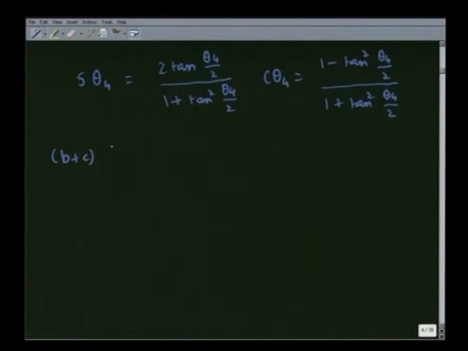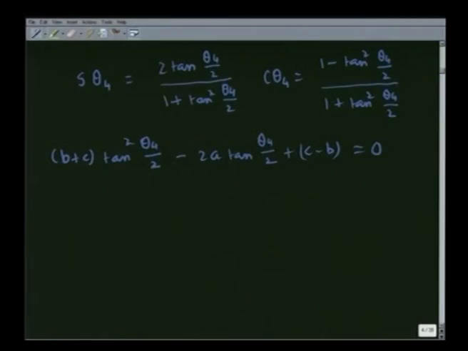b plus c tan squared theta 4 by 2 minus 2a tan theta 4 by 2 plus c minus b equal to 0. So, finally, we get this quadratic equation in tan theta 4 by 2, where a, b and c are all known quantities in terms of the link lengths and the given input angle theta 2.